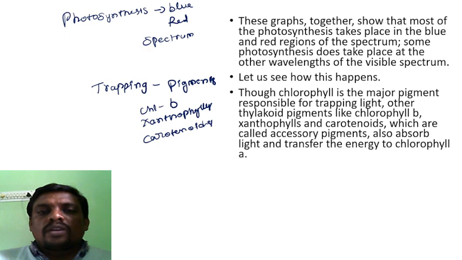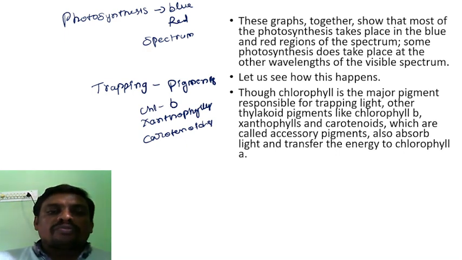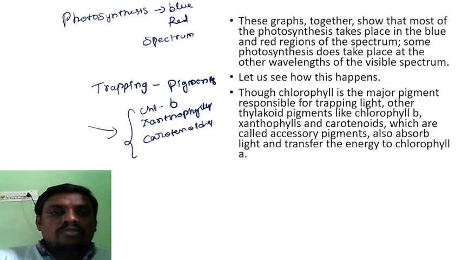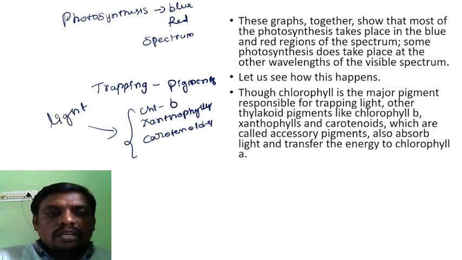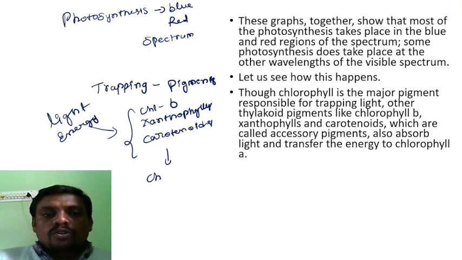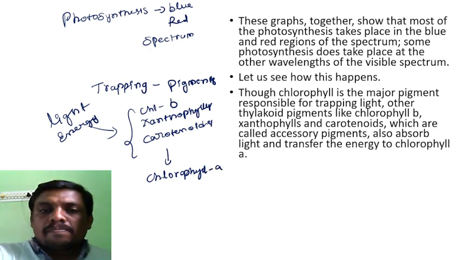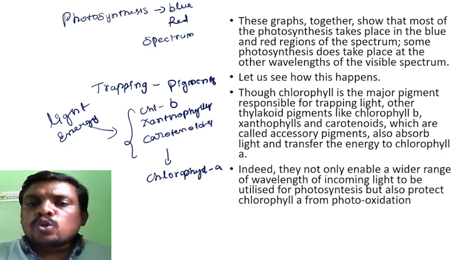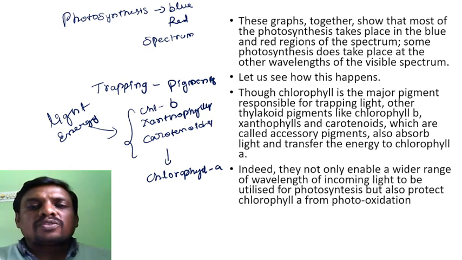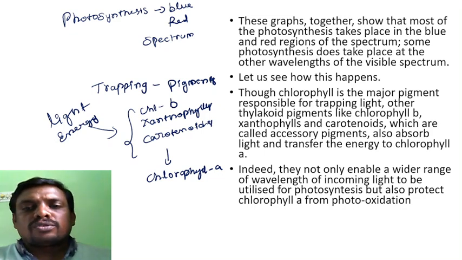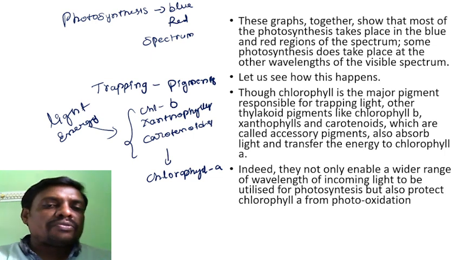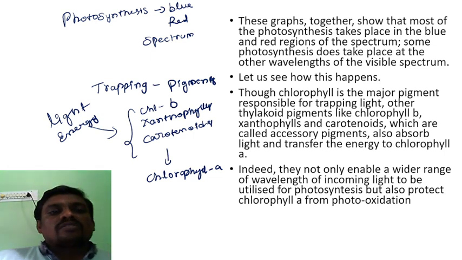They also absorb the sunlight energy and transfer it to chlorophyll A. Hence, these three pigments are considered accessory pigments. Indeed, they not only enable a wide range of wavelengths of incoming light to be utilized for photosynthesis, but also protect chlorophyll A from photooxidation.